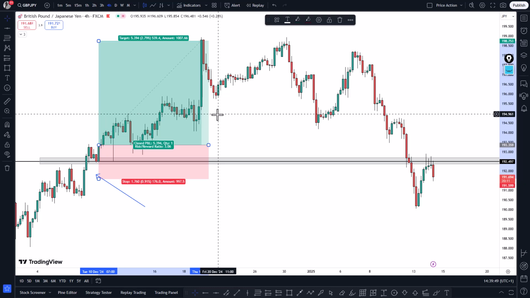Now, what does this have to do with anything? Let's put it this way. Let's assume that you took this trade and you made this profit. But then let's say that you continue trading with the same simple concept. When price breaks above a resistance area and pulls back to that resistance area and gets rejected, you assume the best and that price is going to continue moving to the upside.